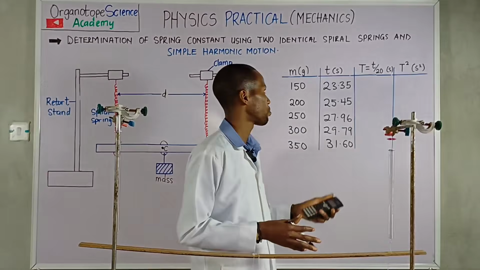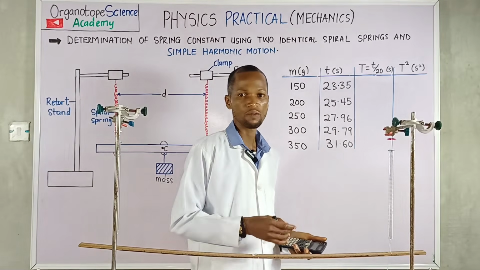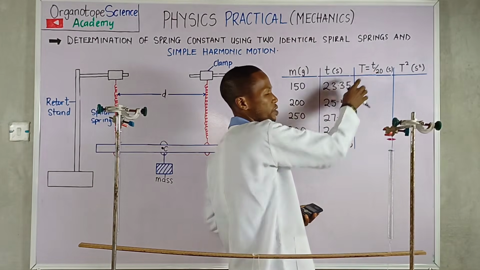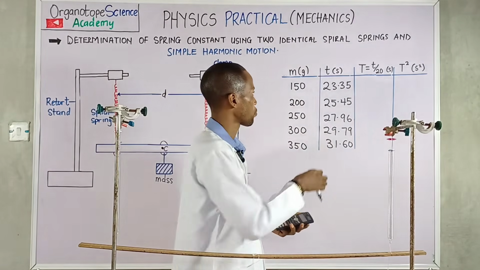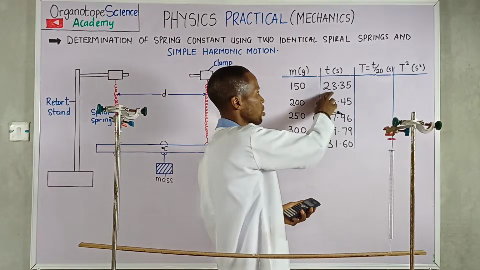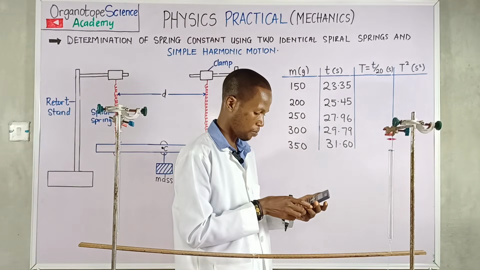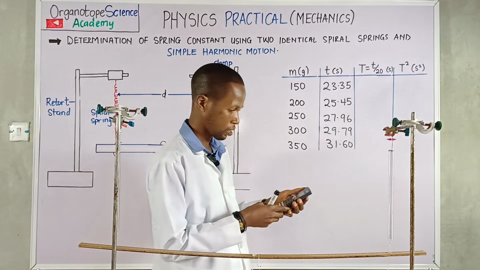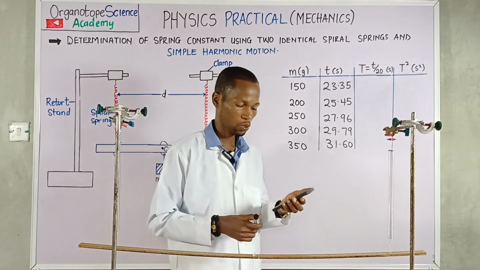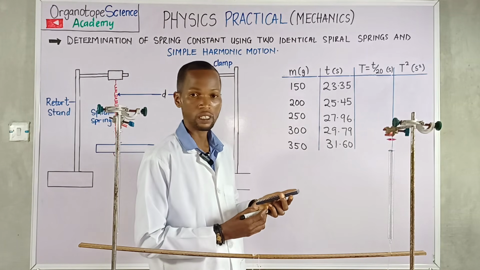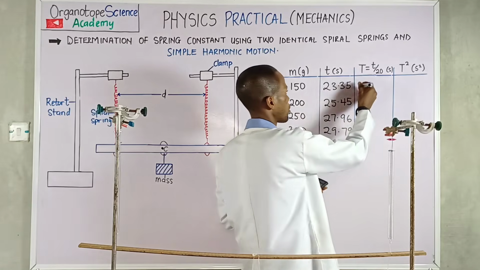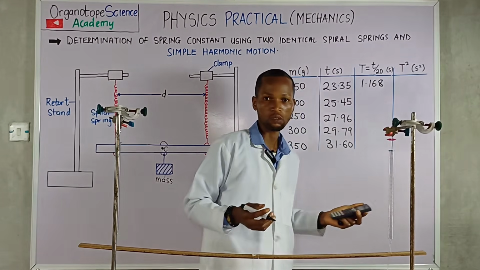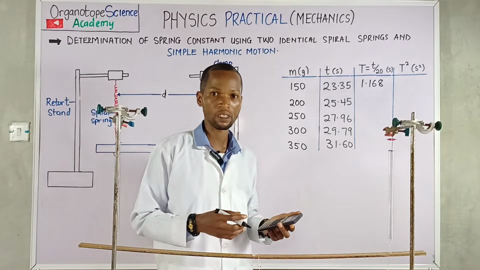Moving on, can we determine the values of the T for each experiment? So we have the time taken for oscillation divided by the number of oscillations. So the first one, for 150 gram mass, we have 23.35 divided by 20. So that will give us 1.1675. Approximately 1.168, at least to 3 decimal places.